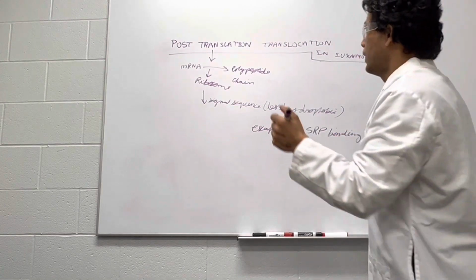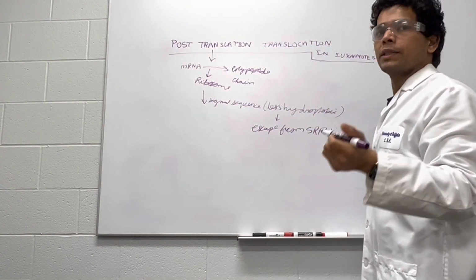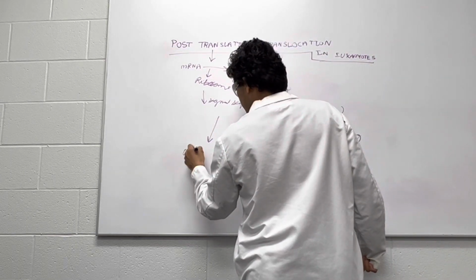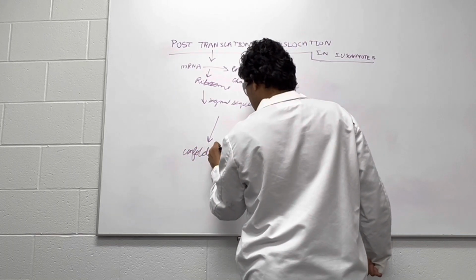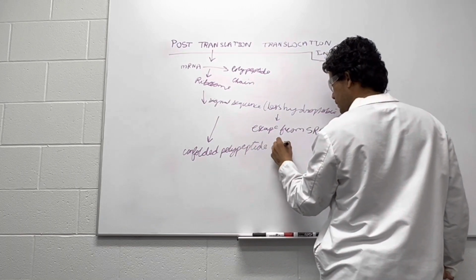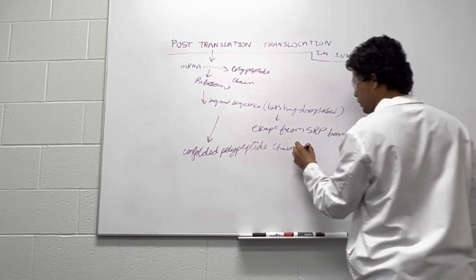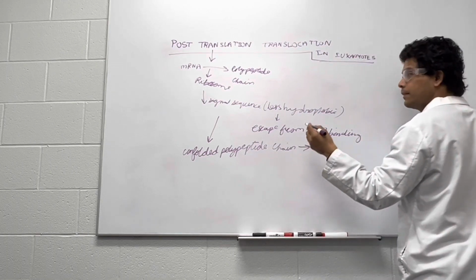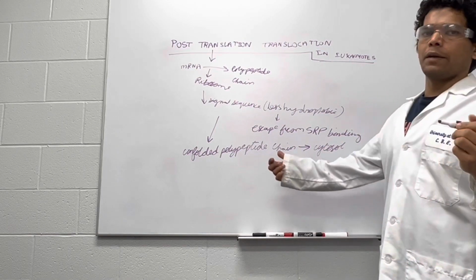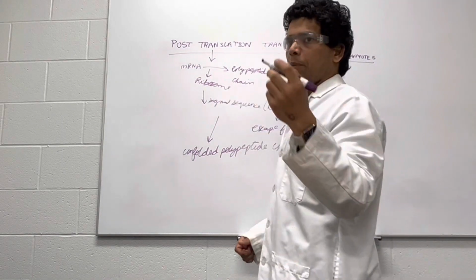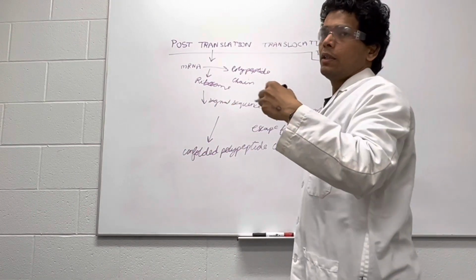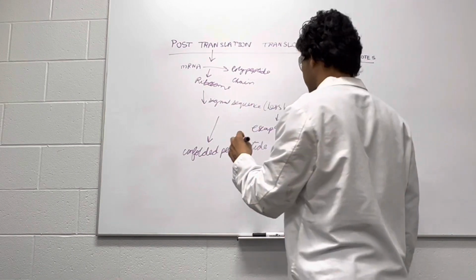So what happens is that the whole translation process occurs in the cytosol, and the unfolded polypeptide chain is formed in the cytosol. After that, the cytosolic chaperone binds to this polypeptide chain and helps in translocation to the ER membrane.